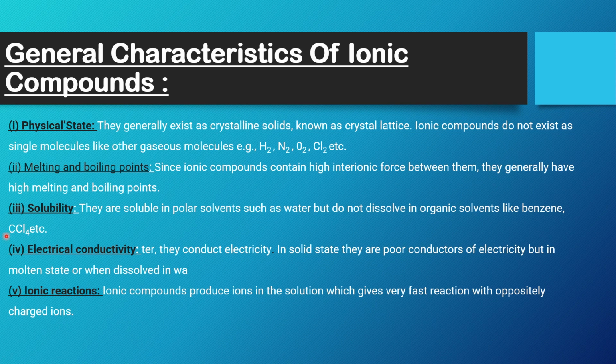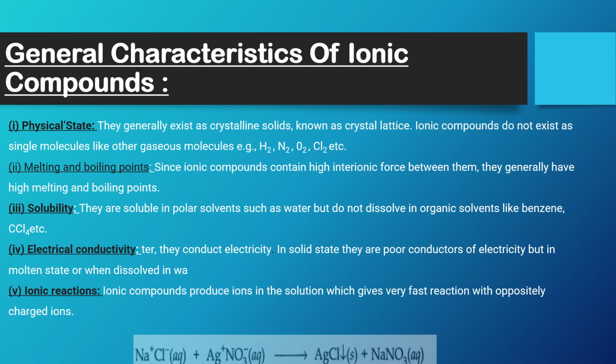So these are the important general characteristics of ionic compounds, which depend on the physical state, melting and boiling point, solubility, electrical conductivity, whether it conducts electricity or not, and ionic reactions between the two atoms. Okay, these are the general characteristics.